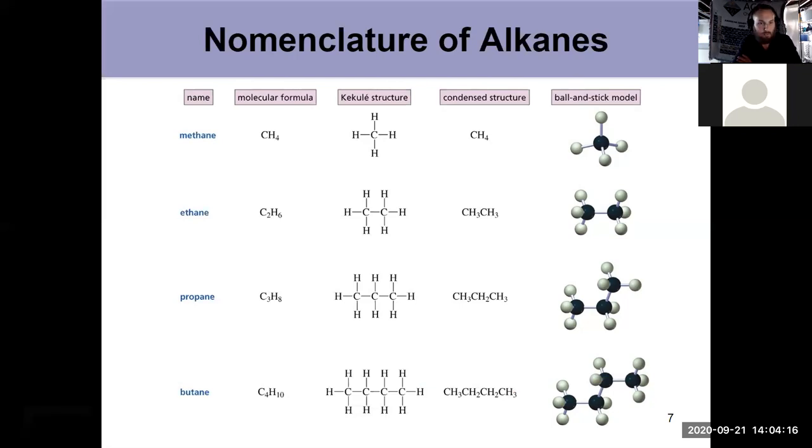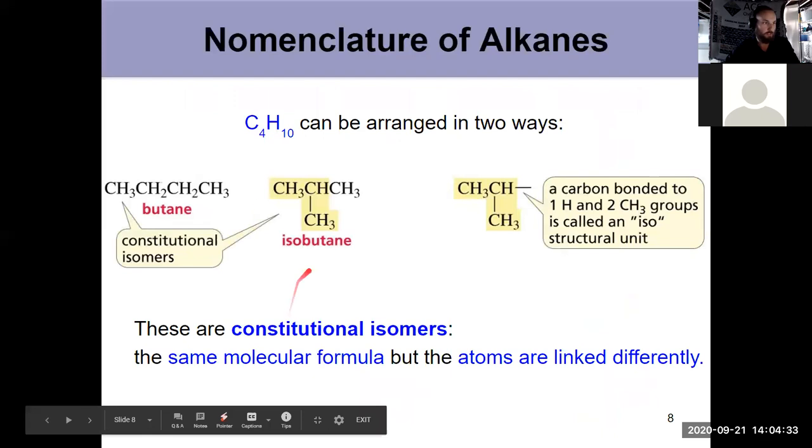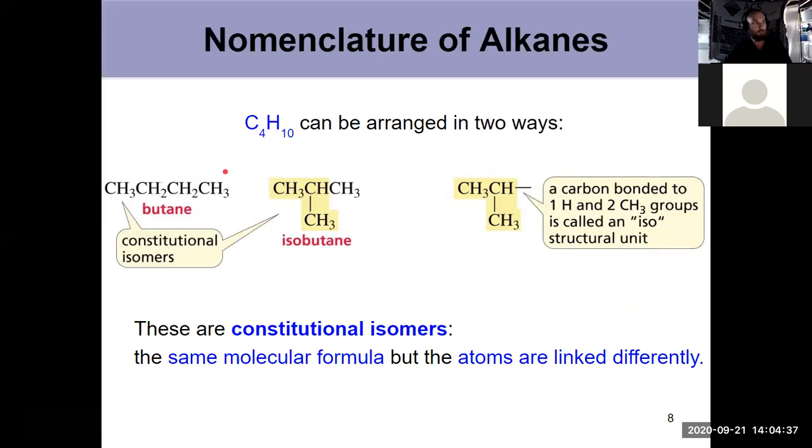But there's another way to make C4H10 as well, and I recommend you pause the video here and try to figure it out. Where else can you put a carbon to make C4H10? Hopefully you come up with this one right here, which is called isobutane. So notice the two ways that we can arrange C4H10. One is called butane, the other is called isobutane.